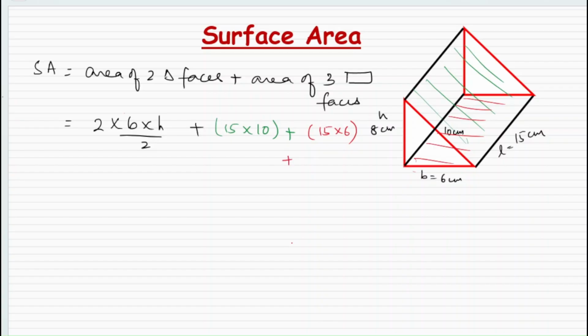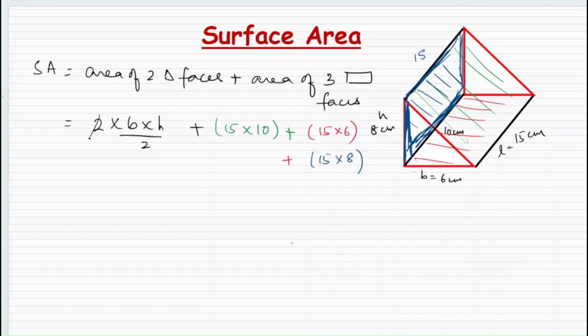And then in the last, which one is left? We have taken this one, this one. Now this one is left, the back one. As I told you, we need to visualize a little bit which one is left. For this one, the height is of course 15, and what is the other side? That's 8. So I will do 15 times 8.